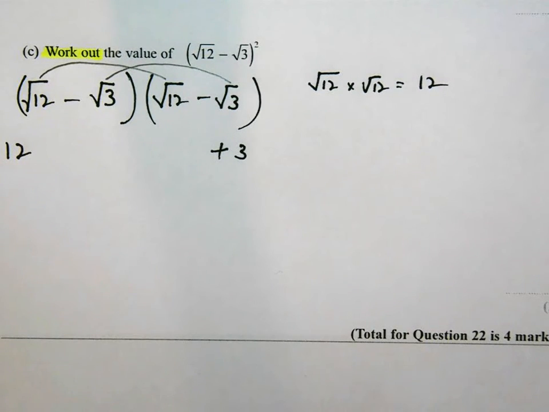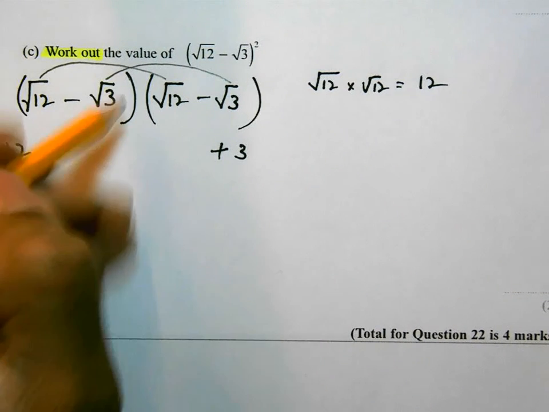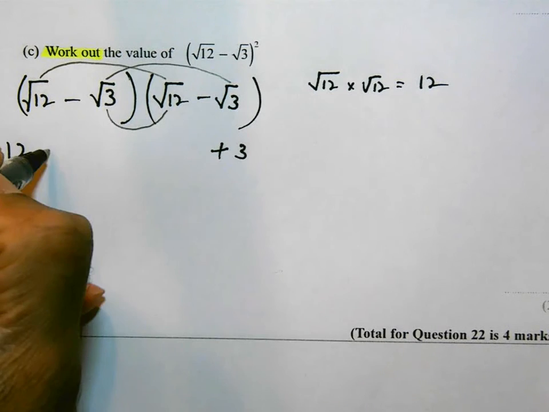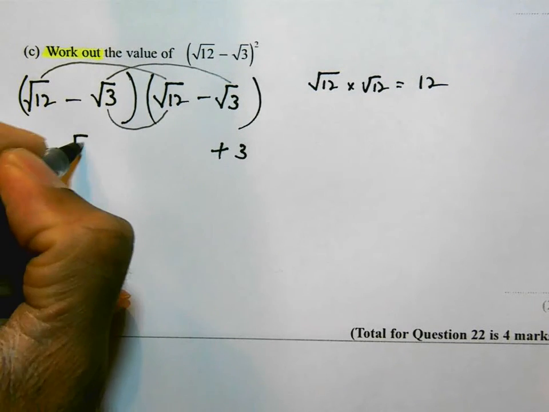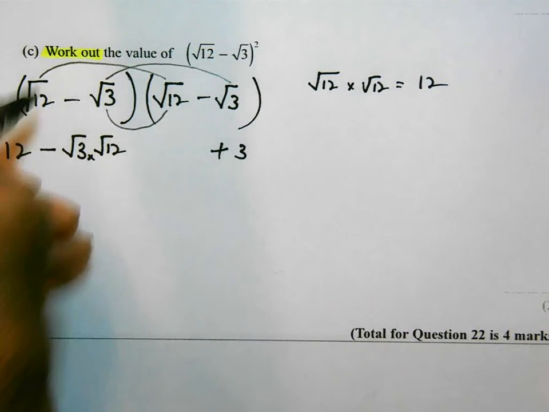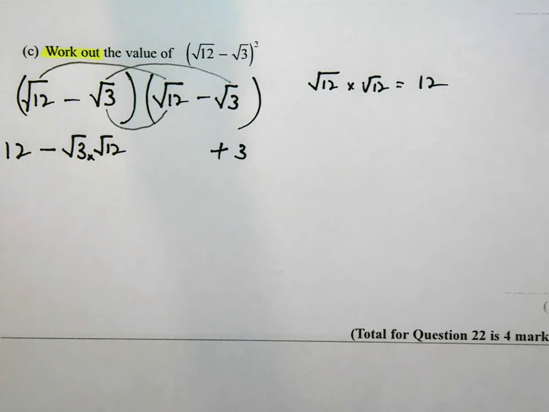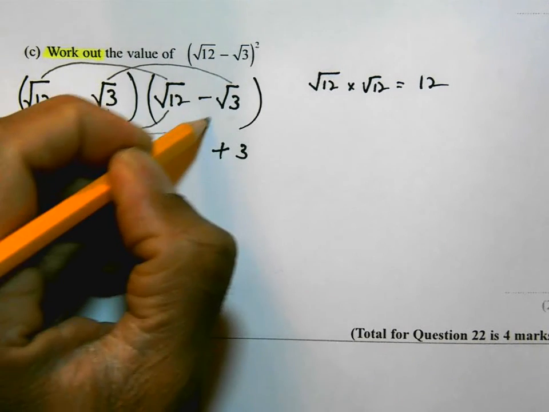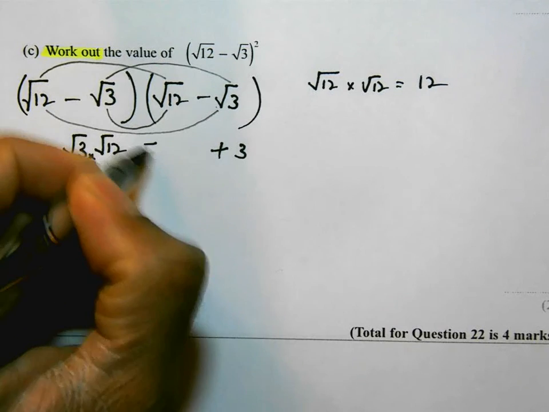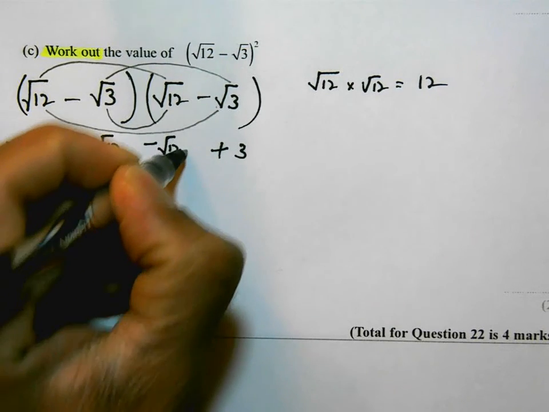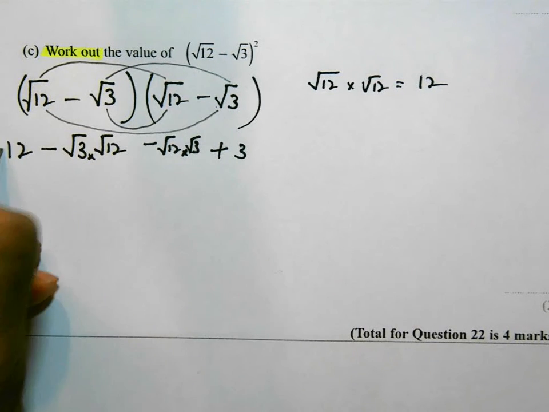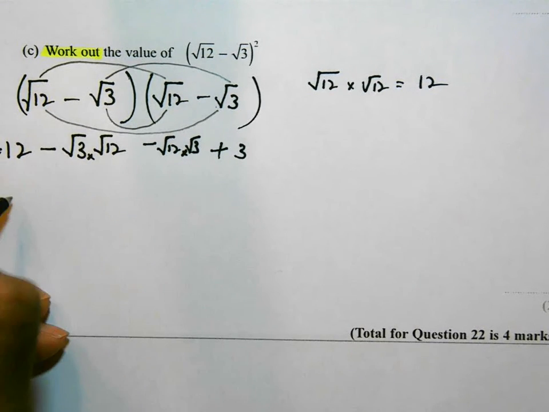Okay, now let's do the ones in the middle. Root 3 times root 12. So that's going to be minus root 3 times root 12. And if I do the other ones, I'll have 12 times root 3. And that's minus root 3. So again, that's minus root 12 times root 3. Okay, so that's my brackets multiplied out.